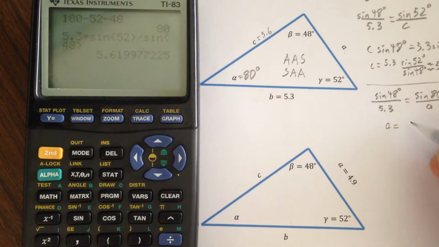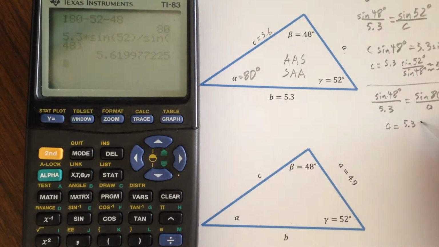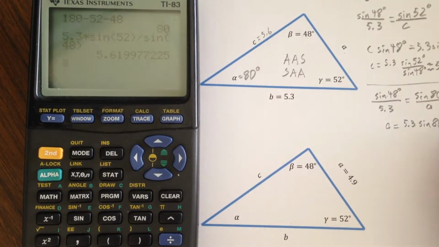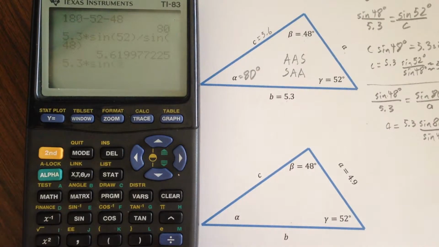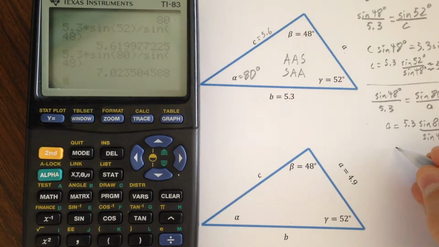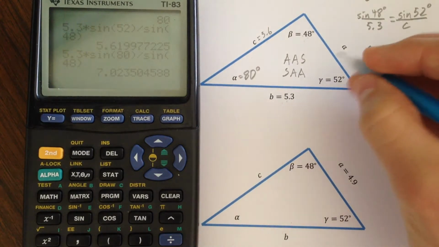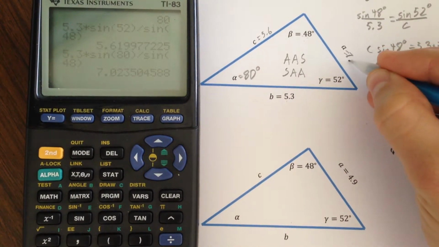I get A equals 5.3 times sine 80. If you want to write the sine 48 over there, you can, but in the next step it'll come over here. Then we're going to punch that in. 5.3 times sine 80 divided by sine 48 gives us something approximately 7.0. So that's solving that triangle.